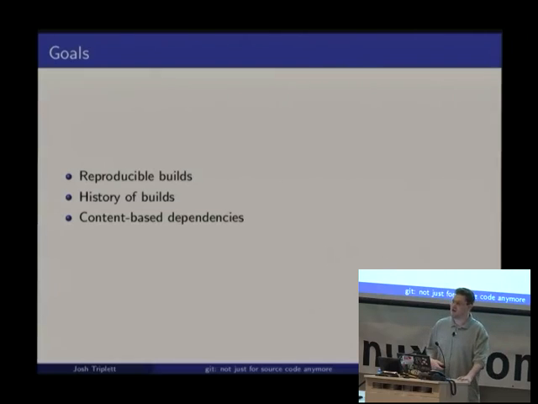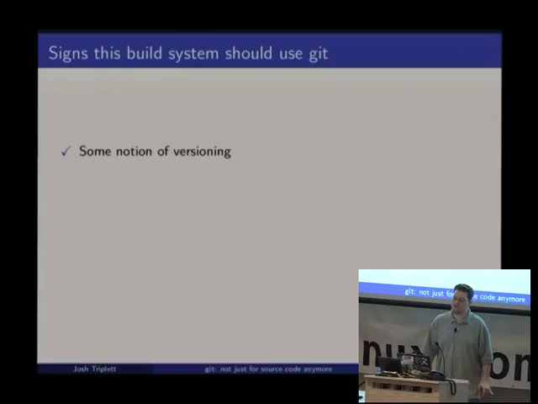So let's go back to those signs that you should use git. Well, here's some reasons why this build system should use git. Obviously, I've got some notion of versioning. I've got thousands of things with versions all over the place.